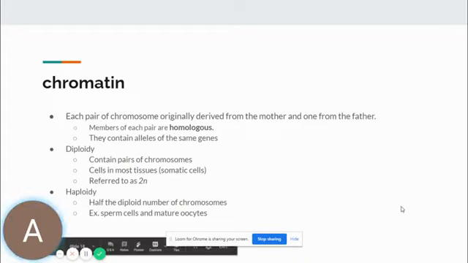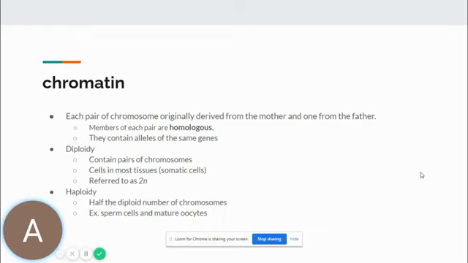Okay? So in a normal human, our chromosomes are diploid. If you remember your biology, they contain two sets of each chromosome. So cells in most tissues, or what we call somatic cells, are referred to as 2N, the number of chromosomes. So in humans, 2N is 46, which is diploid.